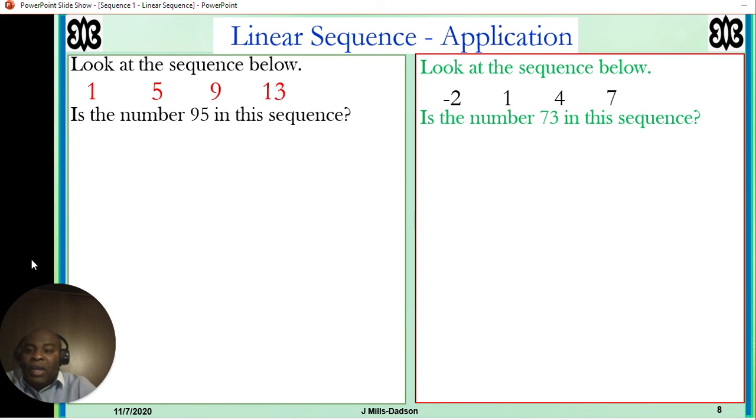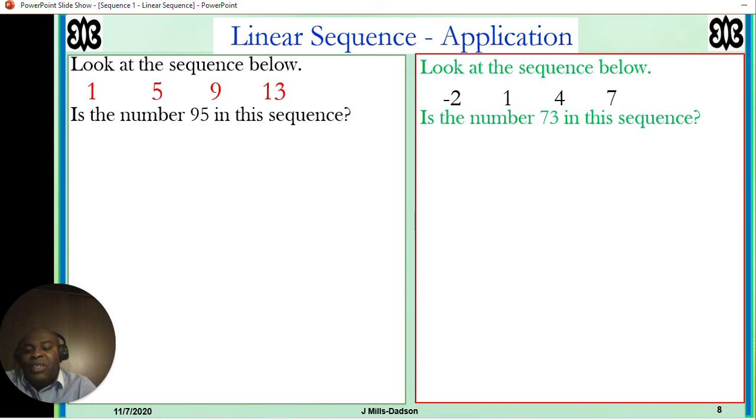Let us now look at, if we're given a sequence, how do we predict whether a particular number will be in the sequence or not. So we have a sequence 1, 5, 9, 13. The temptation here is that, well, there is 5 in the sequence, so it's likely that 95, ending in 5, could be in the sequence. But we need to be very careful here. You need to investigate that.